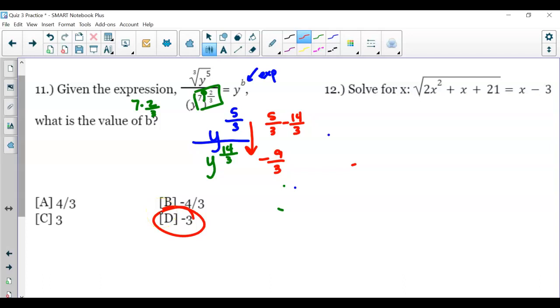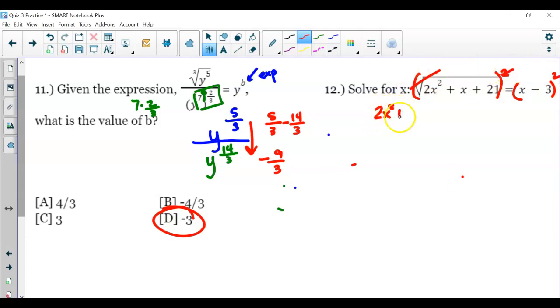Now here, question number 12. It looks a little different, but we're still solving our radical equation, right? Notice how the radical is by itself. So I'm going to go ahead and square both sides. Now the radical goes away. I'm still going to bring everything down.